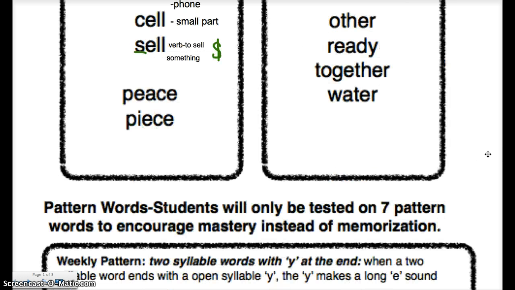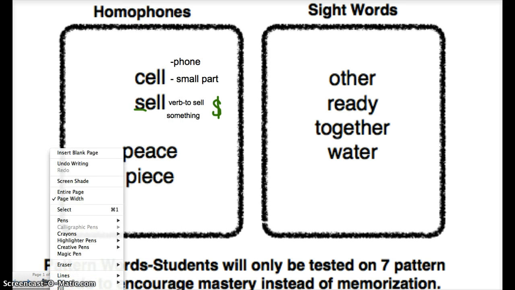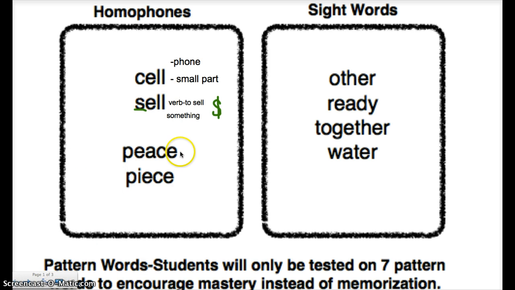Okay, let's go down to our second set. We have peace, P-E-A-C-E, and this means like calm, okay? Peace and calm, peace and quiet. So I'm just going to, right next to that, I'm going to write calm. Okay? The second kind of piece means a portion of something.